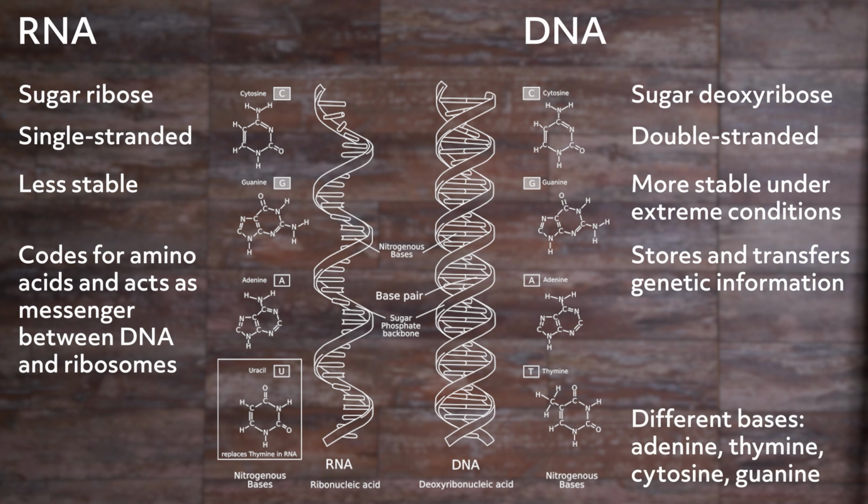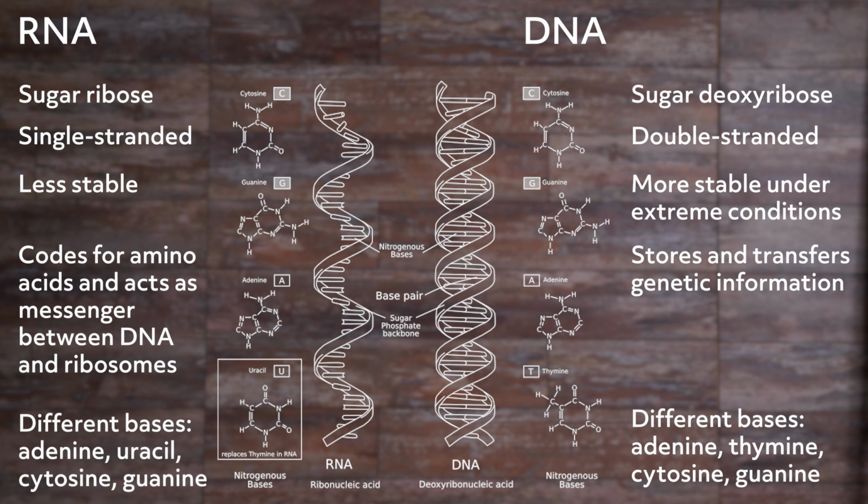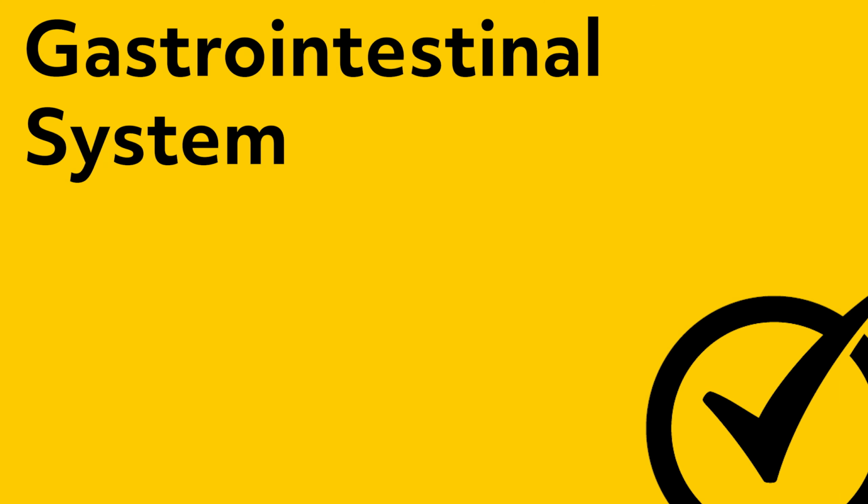DNA and RNA base pairing is slightly different, since DNA uses the bases adenine, thymine, cytosine, and guanine. RNA uses adenine, uracil, cytosine, and guanine. Uracil differs from thymine in that it lacks a methyl group on its ring.